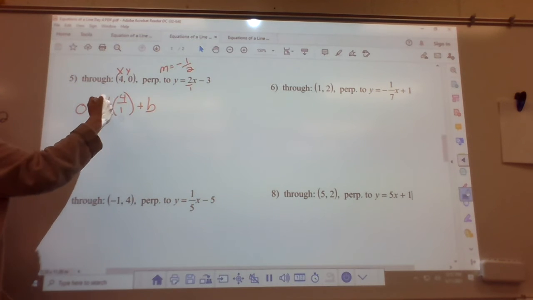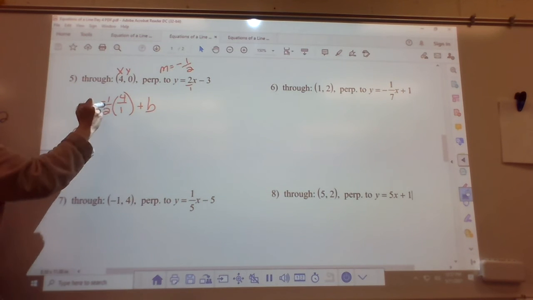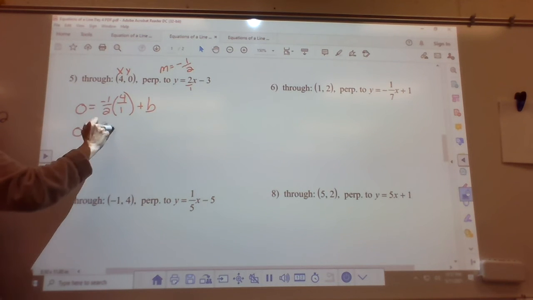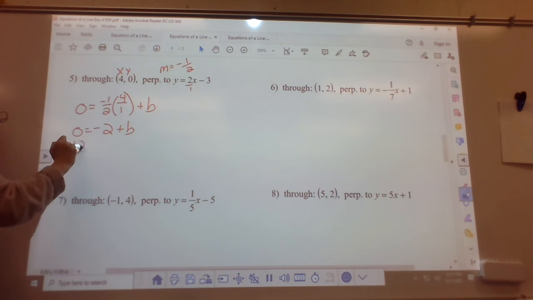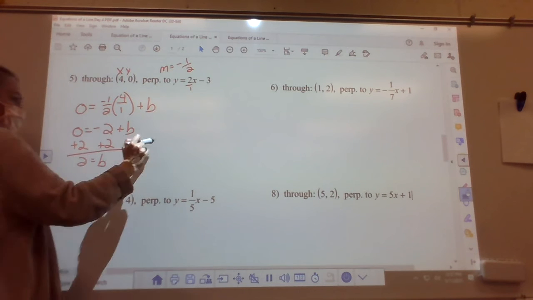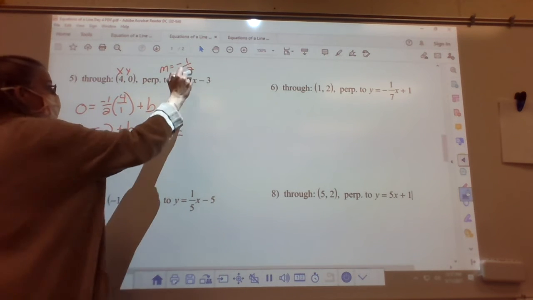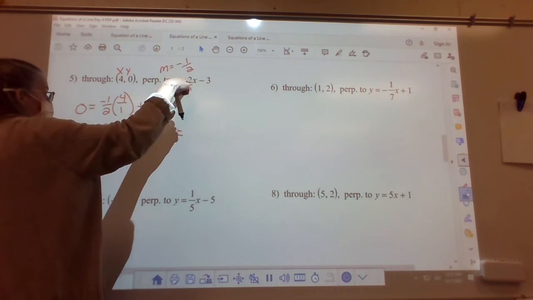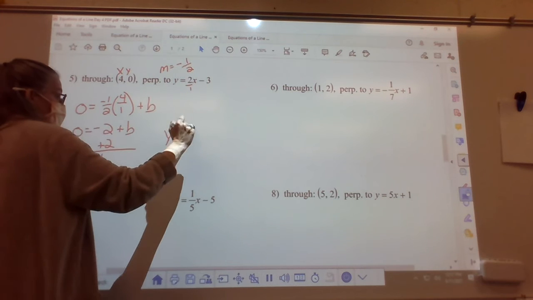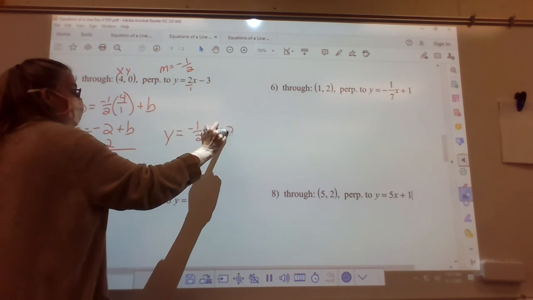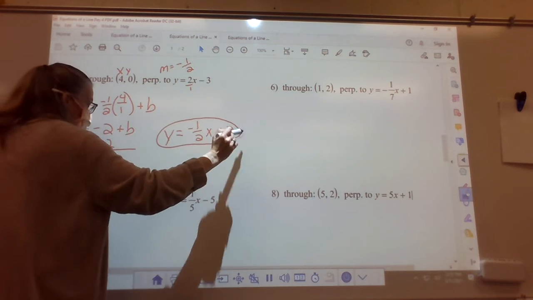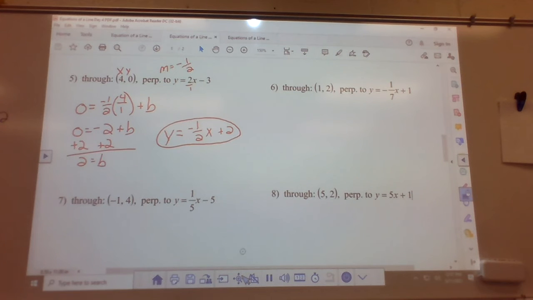Negative 4 on top, 2 on bottom. Well, negative 4 divided by 2 is negative 2. Add the 2 to both sides. b equals 2. Same as before, I've got to finish the problem. y equals, make sure you use this slope again. Don't go down to here. You want to use negative 1/2 x plus 2. That's my final answer. So it takes a little bit more work, but not bad.